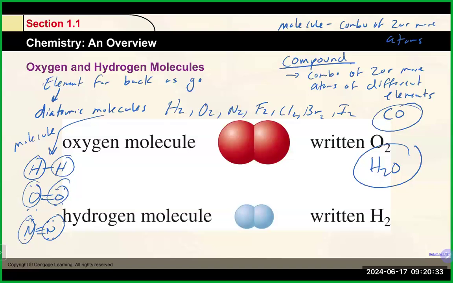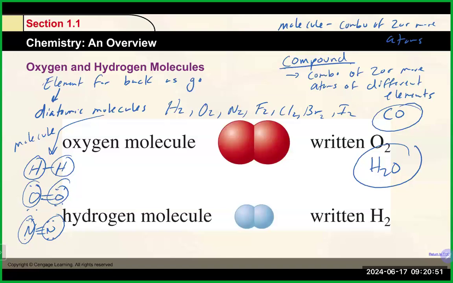So molecules and compounds, you can think of molecules as just a general definition. All you need is two or more. Could be the same, could be different. But in order for something to be considered a compound, it does need to be two or more different elements involved. Any questions?